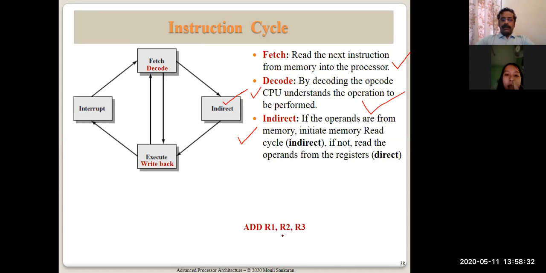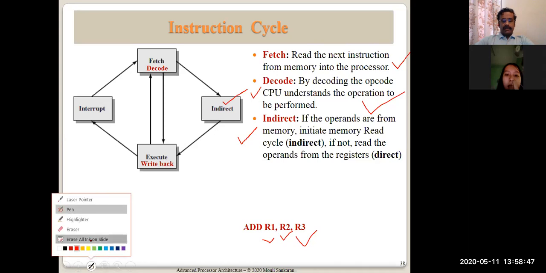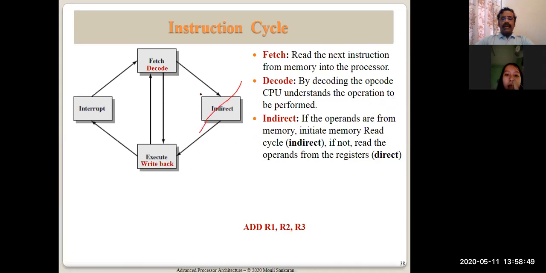So let me explain. This is an instruction which needs 2 operands and the result is written into R1. Now you can see that this instruction does not involve any memory access. So there is no indirect access as far as this instruction is concerned, because both operands are available within the CPU. It's a direct addressing.